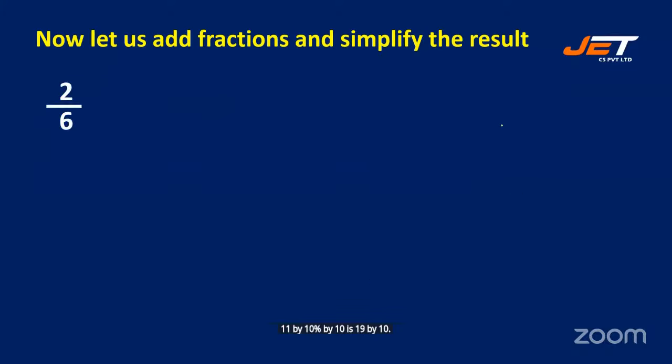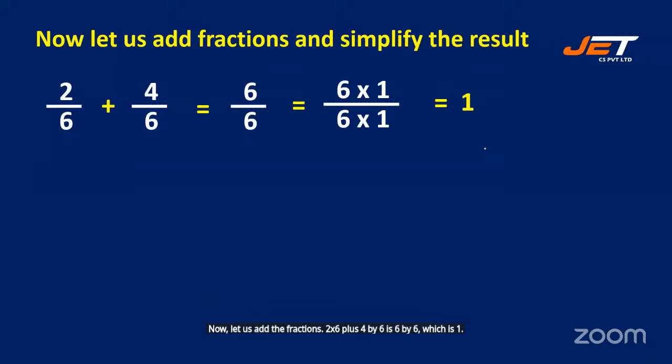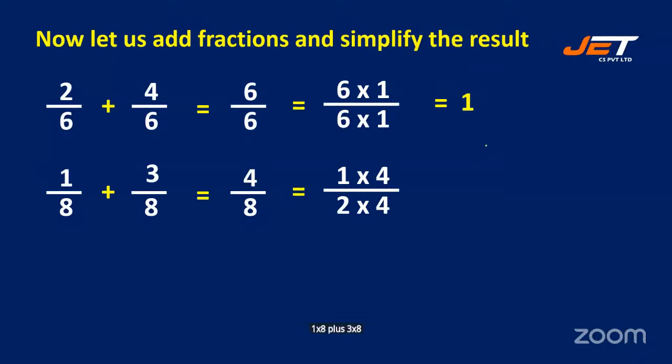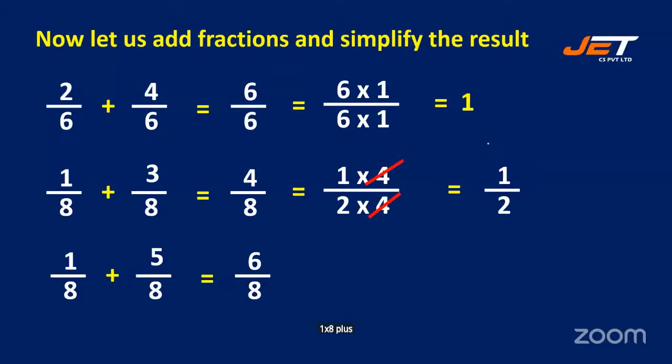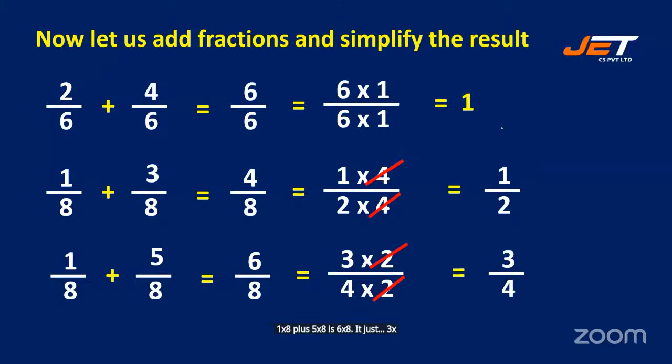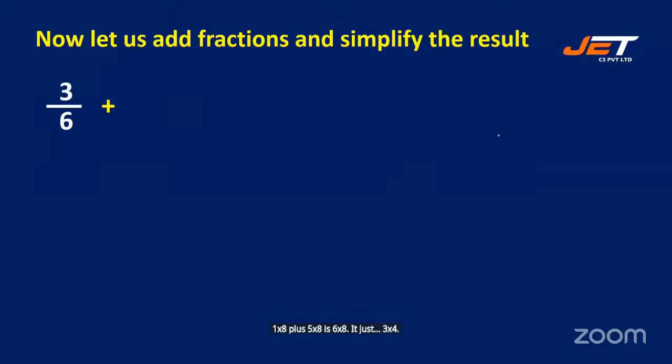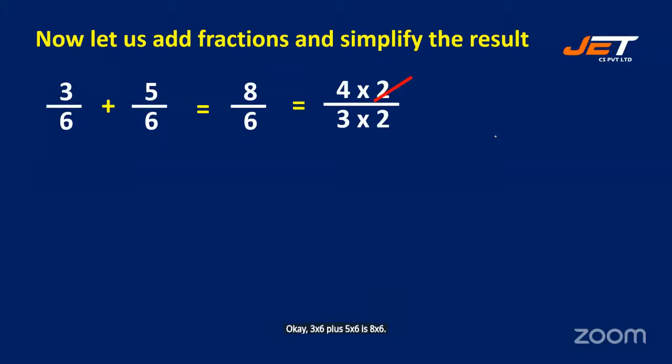Now let us add the fractions. 2 by 6 plus 4 by 6 is 6 by 6, which is 1. 1 by 8 plus 3 by 8 is 4 by 8, which is half, 1 by 2. 1 by 8 plus 5 by 8 is 6 by 8, which is 3 by 4. Okay, 3 by 6 plus 5 by 6 is 8 by 6, which is 4 by 3.